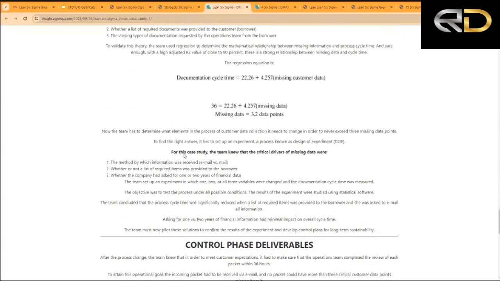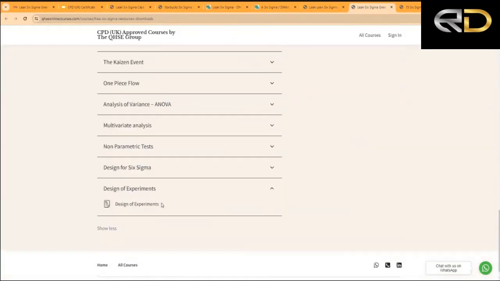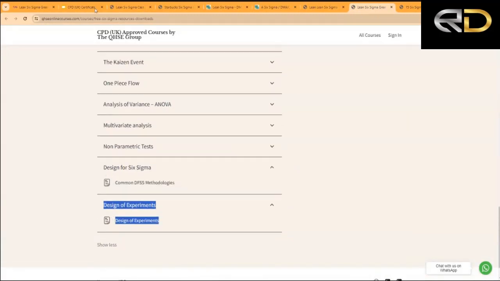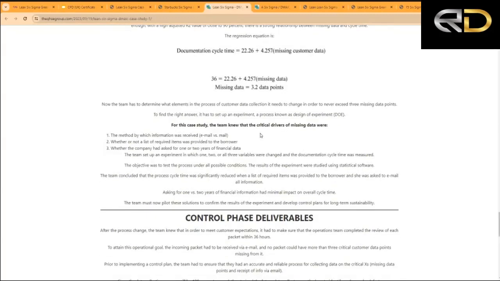What we are going to do now is what you call DOE, design of experiment, which is what you're going to see right here at the end in your toolkit, designed for Six Sigma and so on. So what the team did here, for this case study, the team knew that the critical drivers for missing data were the method by which the information was received, email versus mail, whether or not a list of required items was provided, and whether or not they requested 1 or 2 years of bank statements.